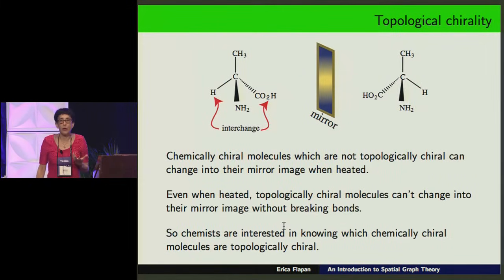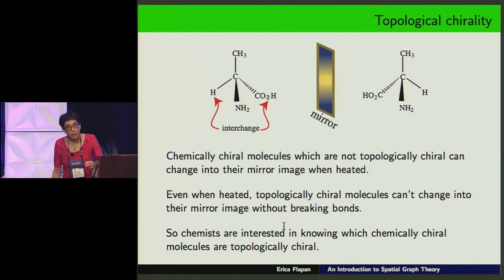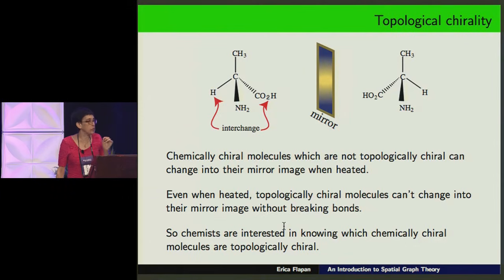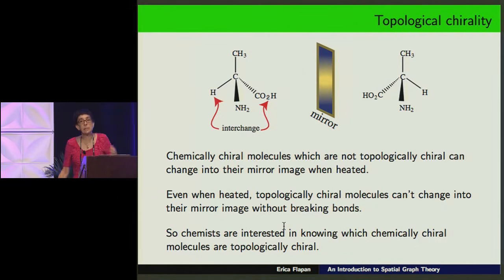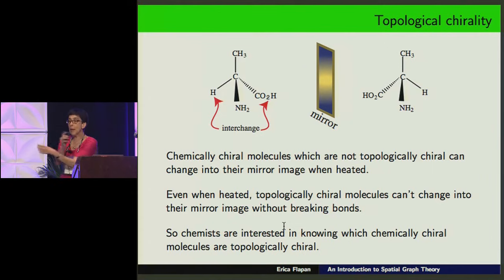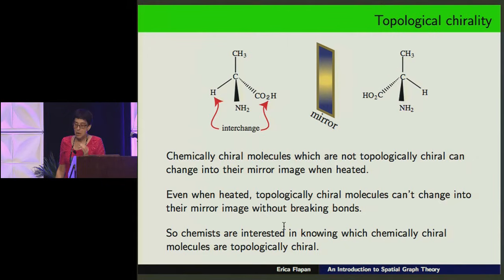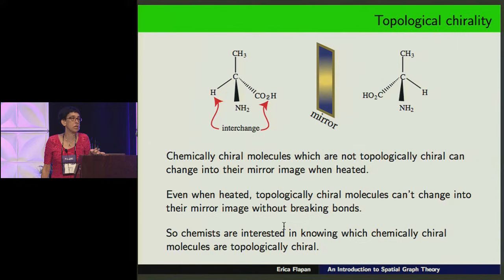We should say, however, that molecules which are chemically chiral, but not topologically chiral, like the one we just have here, have the property that if you heat them enough, they will switch into their mirror form. Whereas molecules which are topologically chiral, no matter how much you heat them, will not change into their mirror form, because to change to their mirror form, bonds would have to cross through each other, and that's not going to happen. So this tells us that topological chirality is a property that chemists are interested in knowing about.